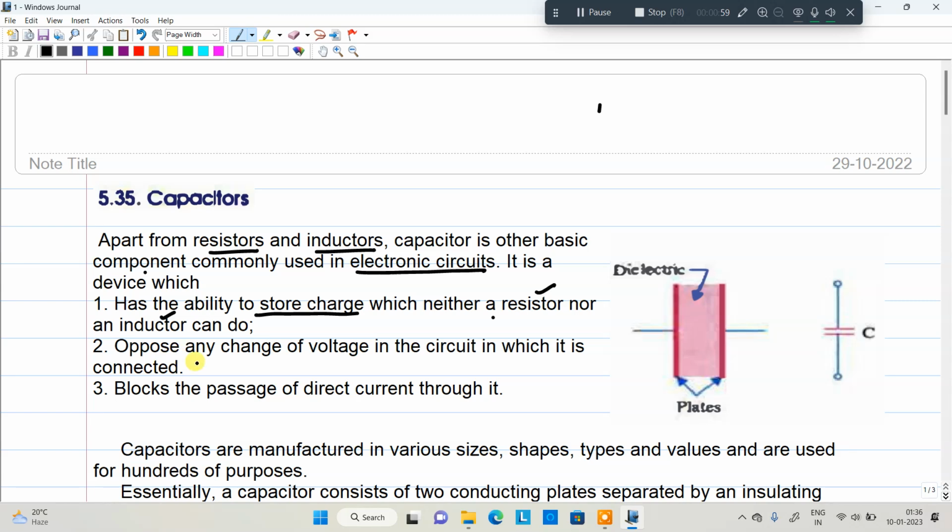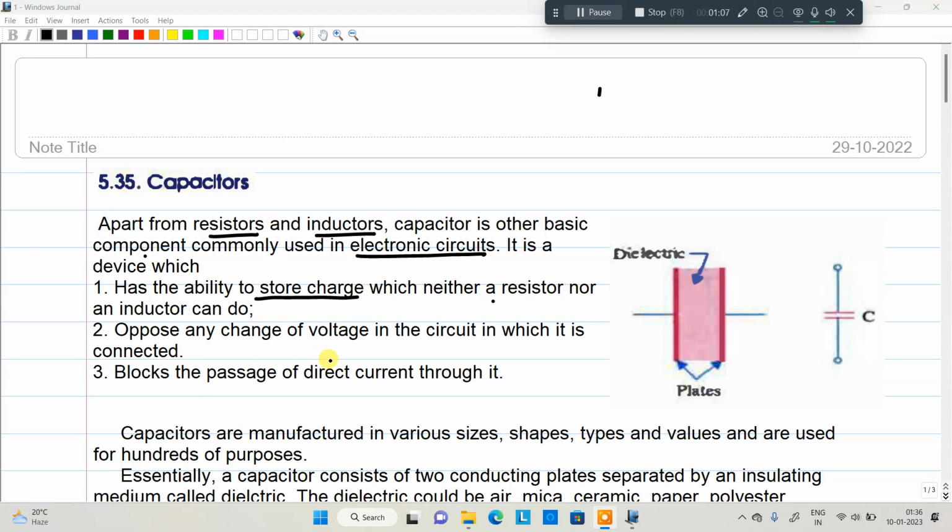Okay, next very important point. This is one of the questions from the previous paper. We are going to discuss that. One of the important points here, from the previous paper: the capacitor opposes any change of voltage in the circuit which is connected to it. That means the capacitor opposes the change of voltage.